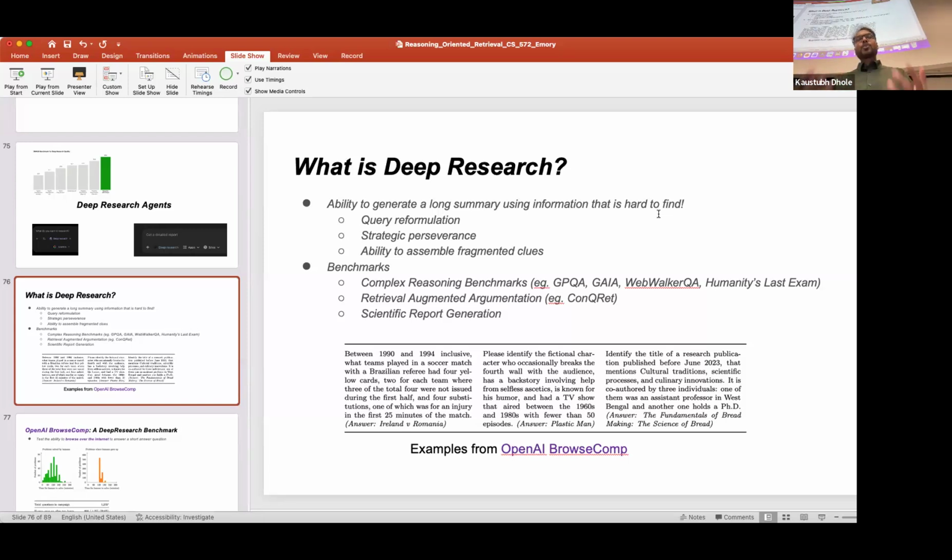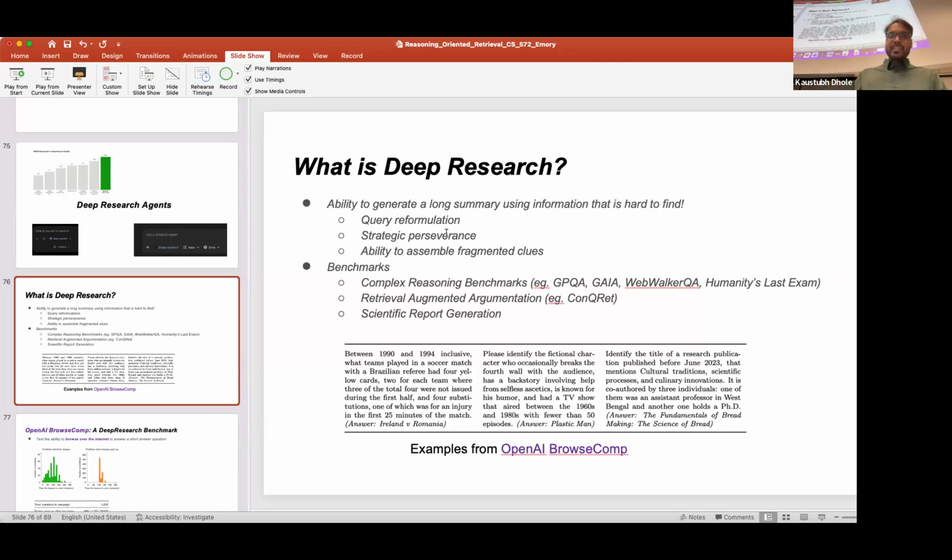To create a good deep research system, the model or the system needs different skills. One is query formulation, that is, how it interacts with search systems and how to create those queries autonomously. The second is strategic perseverance, that is, what to orchestrate: how many queries to create, which query to fire first, which second, and so on, and the ability to assemble these fragmented clues.